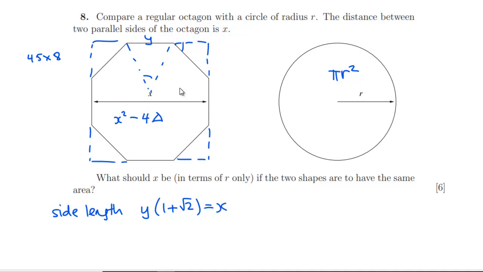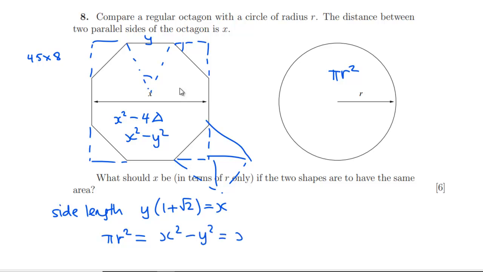Because we can just extend one of these out. That is 4 triangles. So we want x squared minus y squared to be that. So the area, pi r squared, because we're saying these things are the same, is going to be x squared minus y squared, which is x squared minus x squared over (1 plus root 2) squared. And now we can just get that as x in terms of r.